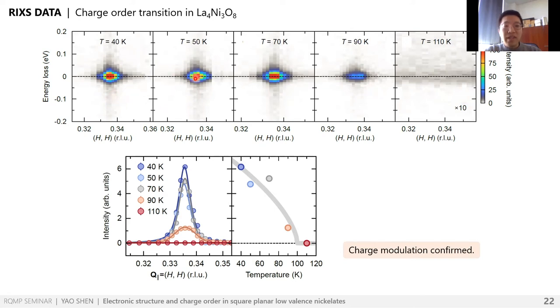At 50 K, the signal is still there, and at 70 K still there, and 90 K seems to be weaker, and at 110 K it's gone. We can extract the data to make line cuts, fit the line cuts, and get the temperature dependence of the peak amplitude. We can see a transition at around 100 K, consistent with the previous results from the non-resonant measurements.